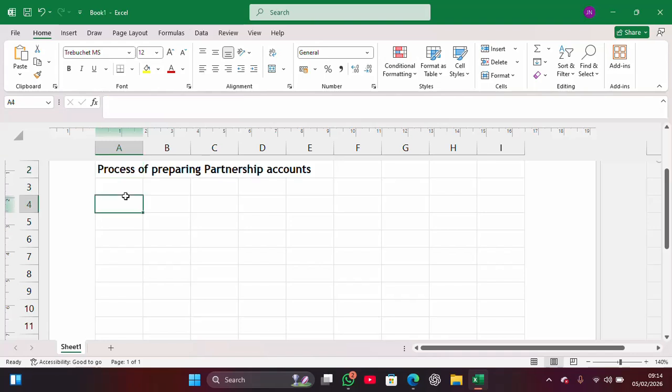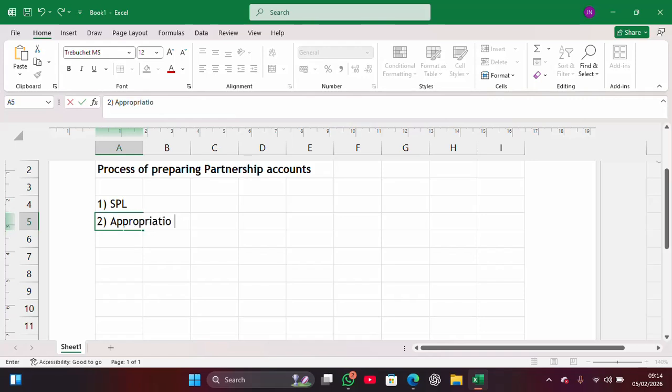So how is the process? Number one, you need to, first of all, establish the profits, isn't it? So you need to prepare the statement of profit or loss. Are we together? Yes. Number two, you need to share the profits. We have got a special account known as the appropriation account.